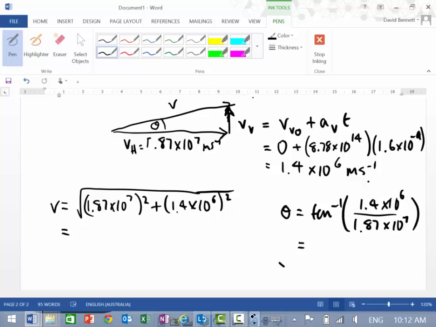Right, who's got an answer for the speed? 1.87 times 10 to the 7 metres per second. What does that really mean? Could that be possible? Yeah, it just means that the vertical component is minuscule compared to the horizontal velocity.